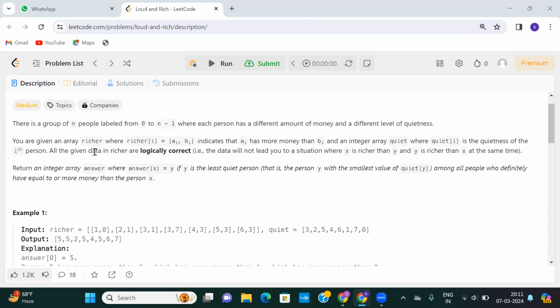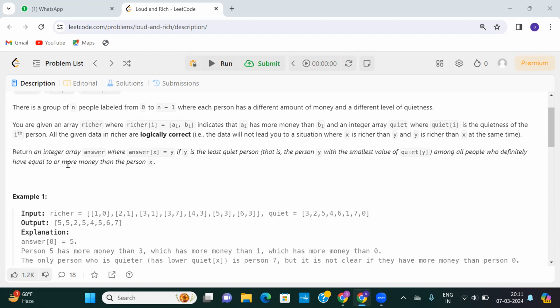We are also given an array richer, where richer at the index of i is equal to [ai, bi]. This indicates that ai is richer than bi, that is, ai has more money than bi. And also an integer array quiet, where quiet at the index of i is the quietness of the ith person. The data given to us is logically correct. That is, the data will not lead you to a situation where x is richer than y as well as y is richer than x at the same time. So it's logically correct data which is provided to us.